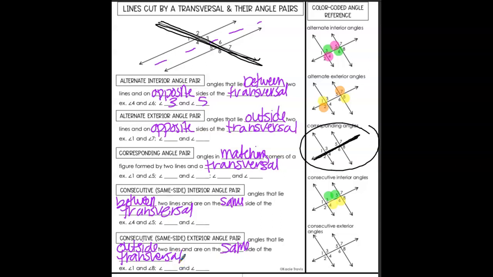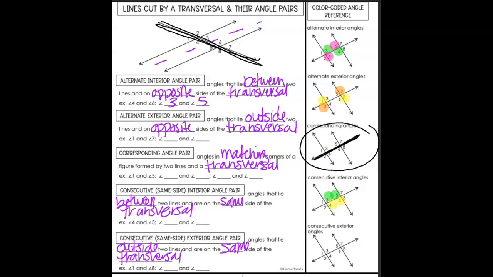Okay, consecutive means what again? Same side, okay? So this time it's on the exterior, so the same side on the outside of the transversal. So what are my outside angles first of all? 1, 2, 7, and 8, I agree. Those are your outside ones.